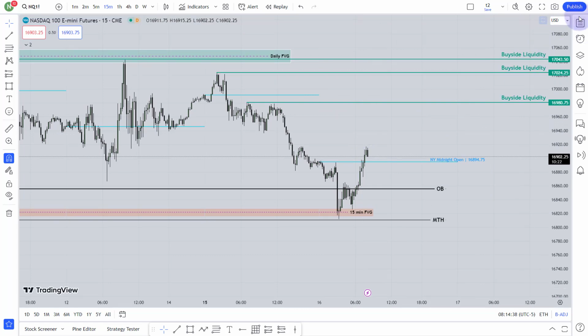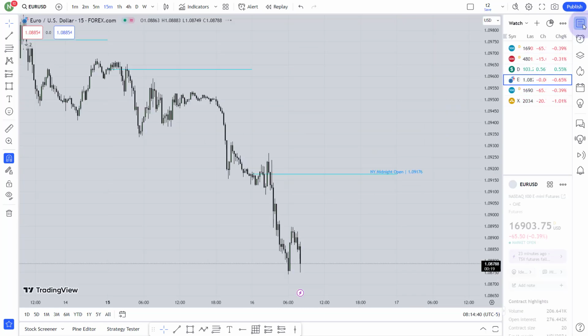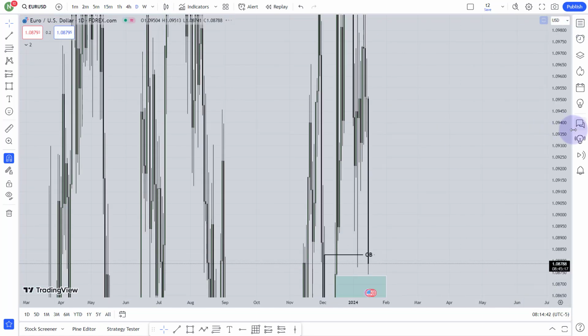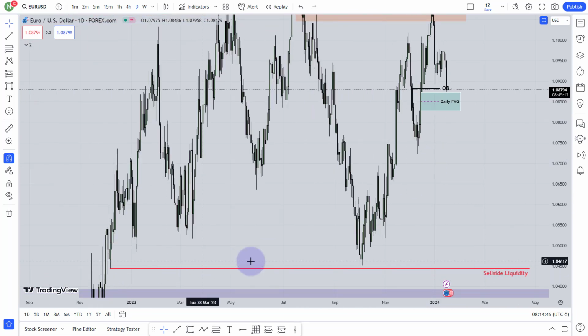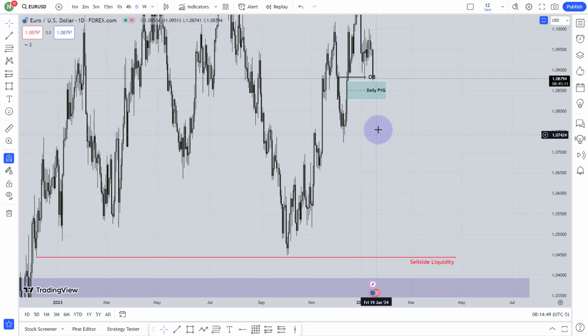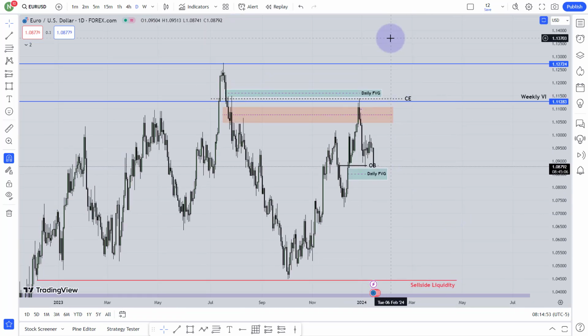Okay. Now I will go to Euro USD. So this is the Euro USD chart. From Euro USD, you can see I have very clean sell side liquidity over here. So my expectation is the market should take that sell side liquidity instead of going higher, because I don't see any clean buy side liquidity over there.